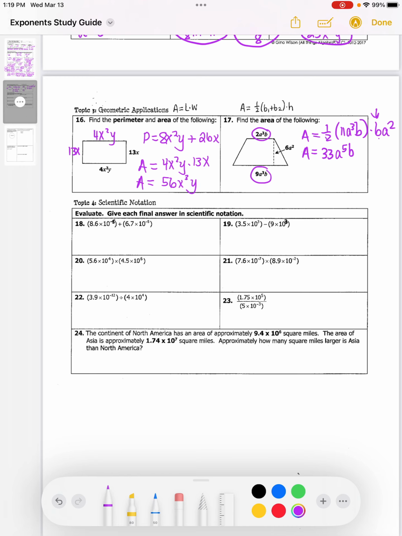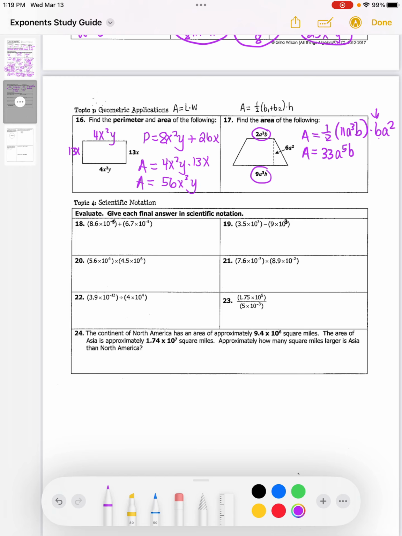All right, moving on. Scientific notation. When we are adding and subtracting numbers that are in scientific notation, those numbers have to have the same exponents as well as the same base. If you notice, number 18, I changed that little number to be a -5 so that it would have the same base, the same exponent, I mean.